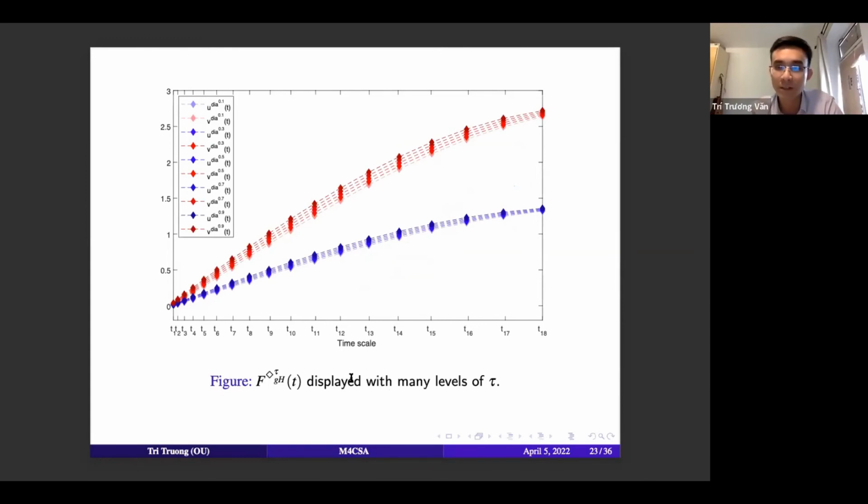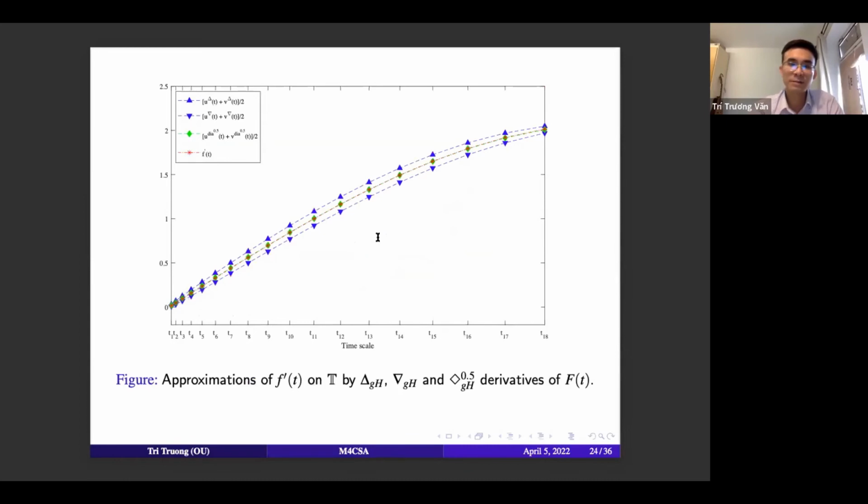And here is the diamond tau derivative of the function f with different levels of tau, you can see here. And we want to compare, to answer the question of why we need this derivative. In this case, we compare with the delta and the nabla ones, and we take the average of the lower and upper branches. And we can see in the figure that the diamond derivative is very near the classical derivative of the function f, but the delta and the nabla ones are quite different.